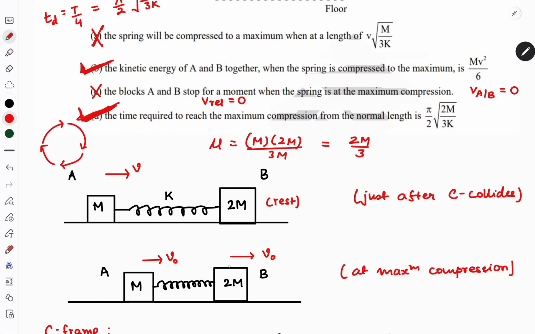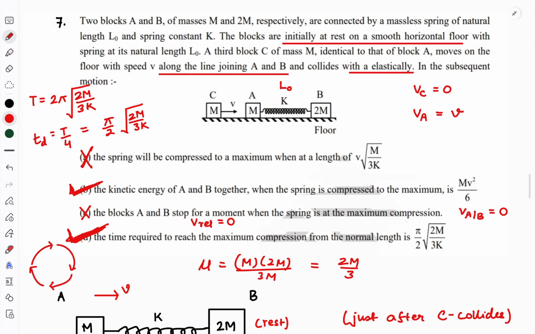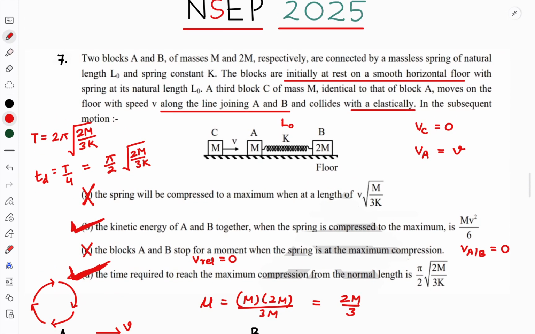Both with respect to each other at rest, that is, relatively they attain velocity 0, but it does not mean that A and B stop for a moment. It is incorrect. Relative velocity is 0, but they are not stopping at that moment. So we say that alternatives B and D are correct for this particular problem. This was the 7th problem in the series of NSEP 2025.